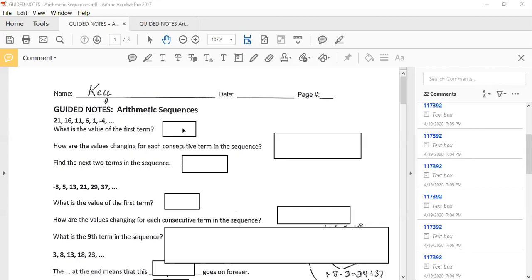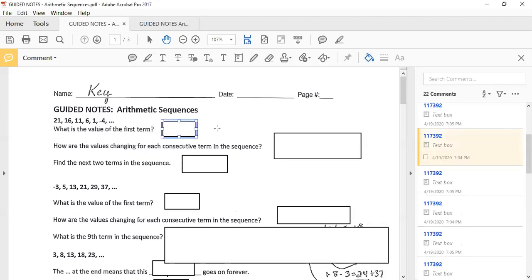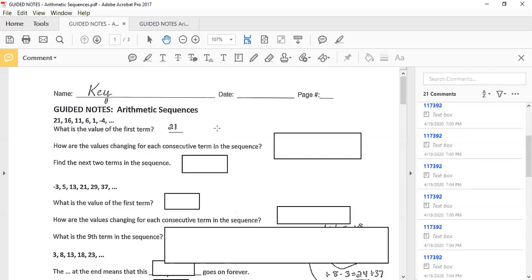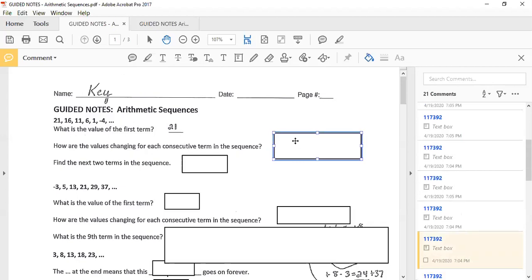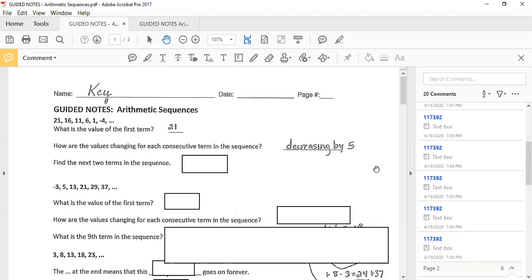The value of the first term is, actually, I want you to answer the question before I just reveal it to you. Okay, so the value of the first term is 21. No trick there. What's the pattern, or what's the rule here? Yes, that is true. It is -5 each time. I say it's decreasing by 5. So I got -5 each time.